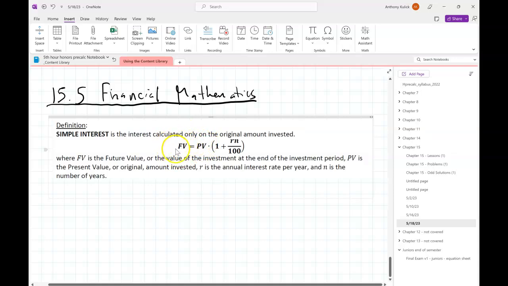So the equation is going to be FV equals PV times 1 plus RN over 100. FV is just going to be the future value, the value of your investment in the future. PV is going to be your present value, the initial investment that you make. R is your interest rate written as a percentage. And N is the time, really in this case, the number of years that you have something invested.